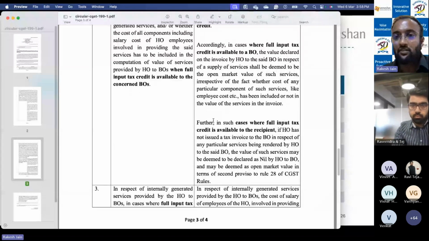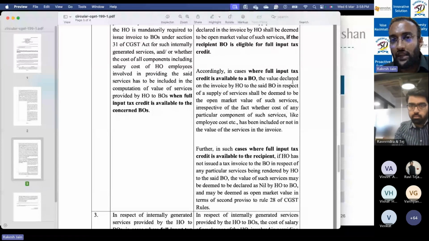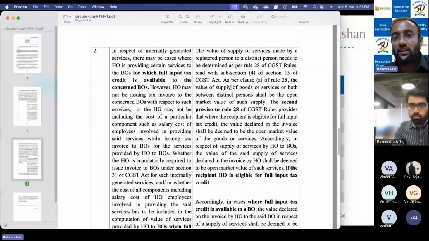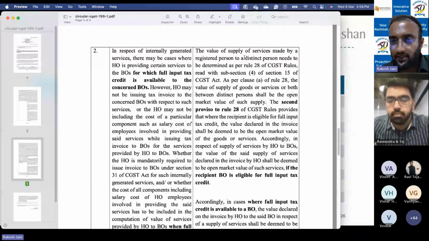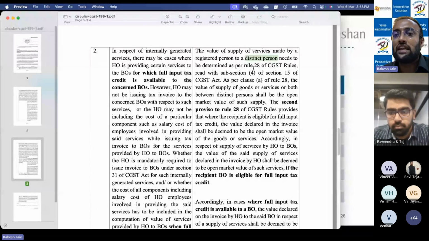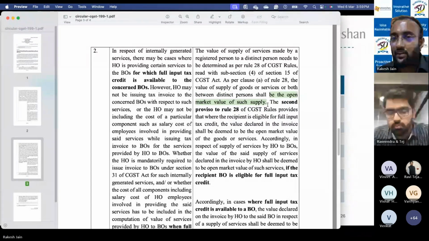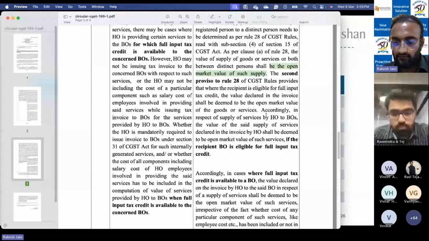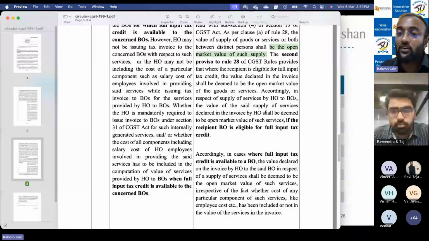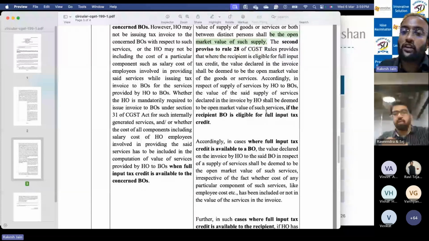The question was asked. Here, what they have said: the value of supply of service made by a registered person to a distinct person, that is to a branch office, needs to be determined based on Rule 28 of CGST Rules, read with sub-section 4 of Section 15. As per clause A of Rule 28, the value of supply of goods or service or both between distinct persons will be the open market value of such supply. Assuming whatever value you assign for the internally generated service, that will be the open market value. There will be no question asked why you have not included the salary cost.